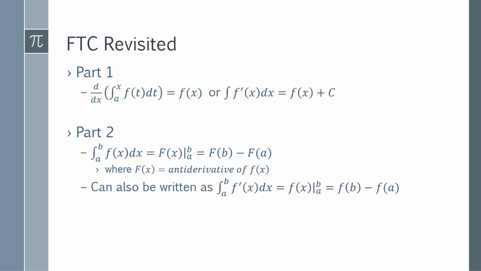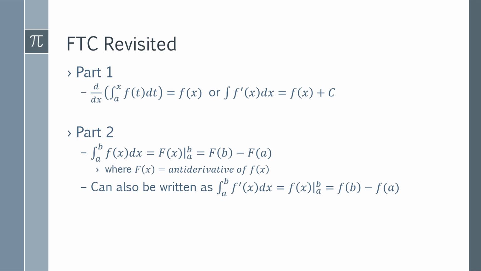The first part establishes that derivatives and integrals are inverse operations of each other. So if I take the derivative of an integral, I get the integrand. And if I take the integral of the derivative, I get the original function. So part one is just saying derivatives undo integrals and integrals undo derivatives. Part two is what allowed us to evaluate definite integrals. And that's the idea that if I find the antiderivative of the integrand, plug in the upper bound, plug in the lower bound, and then subtract them.